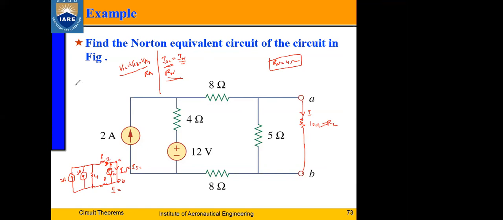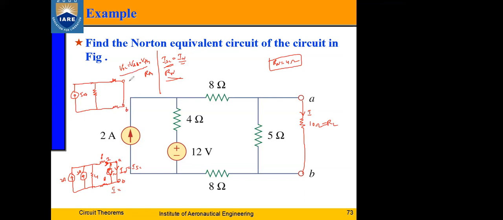So I can make this an equivalent of 5 amps. What's the current source I have? 5 amps. Can I make it a 5 amp source? And I have a resistance here of 4 ohms and a resistance of 8 ohms here. I have a short circuit across A and B and one more 8 ohms here.